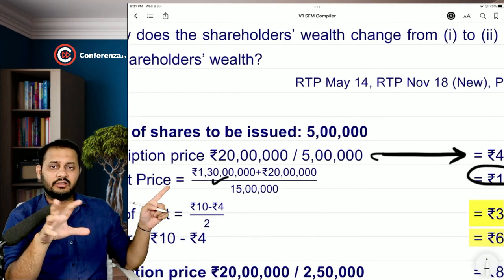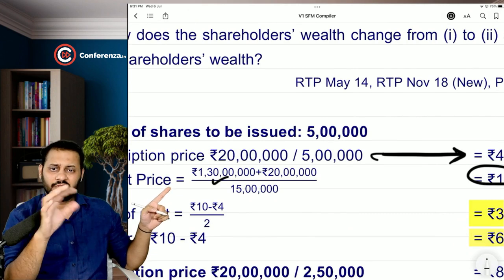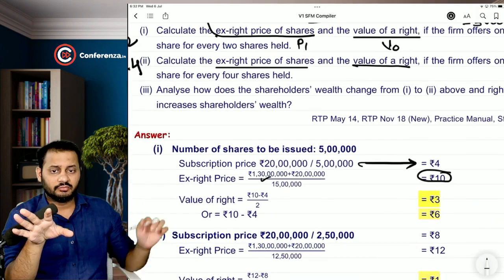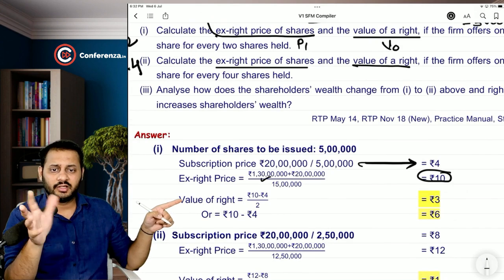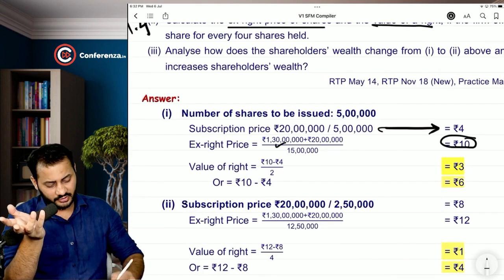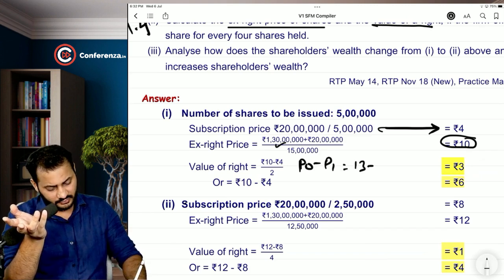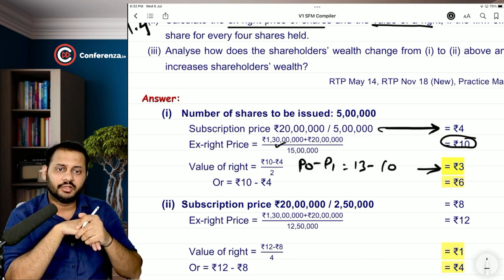They have multiplied the price with the total number of shares. Do not do this, the answer will be the same. So try to make your calculation as short as possible. Then the value of the right is very simple. You can just calculate P0 minus P1. P0 was 13 and P1 was 10. So 3 rupees is the value of the right. You can do it like this.